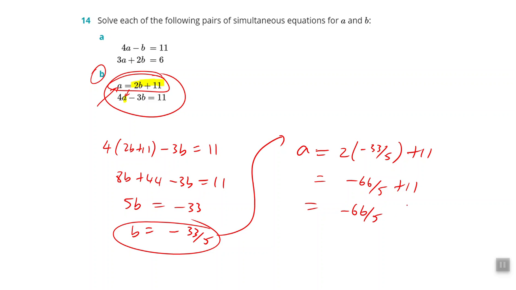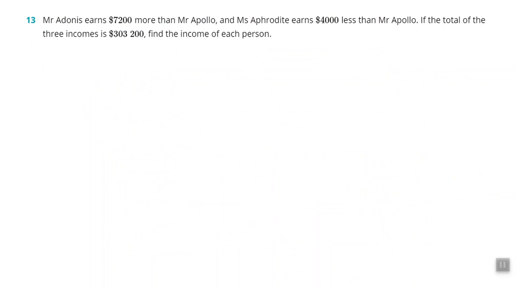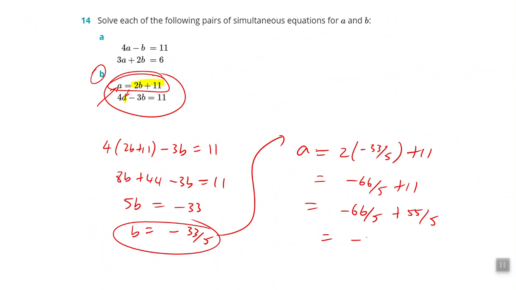Now we're going to simplify it. We want to make it over 5, so 5 times 11 is 55 over 5. Then we can simplify it, so this will be negative 11 over 5. Oops, negative 11 over 5.